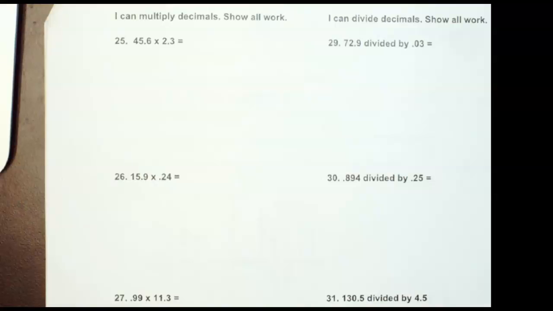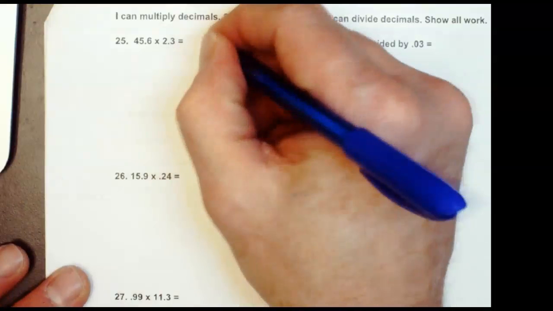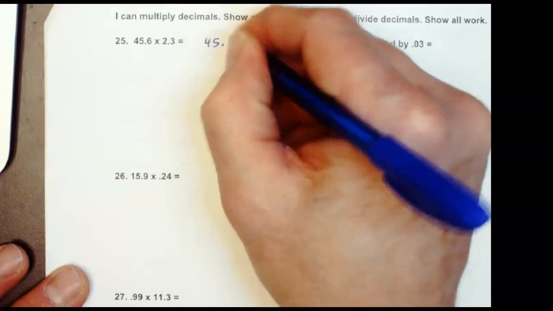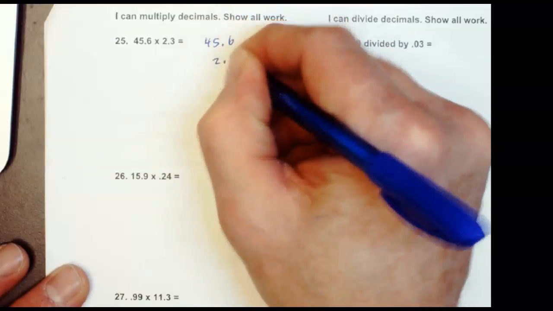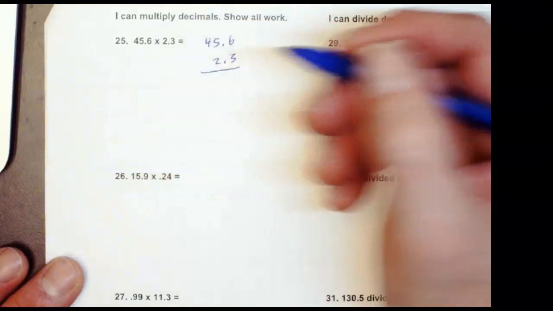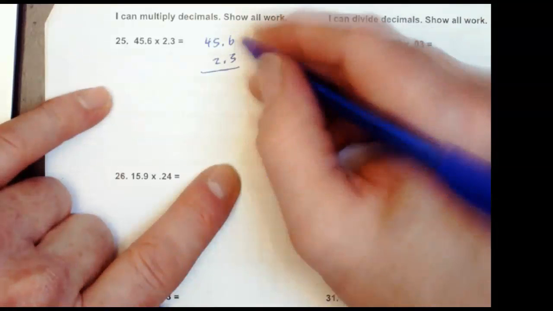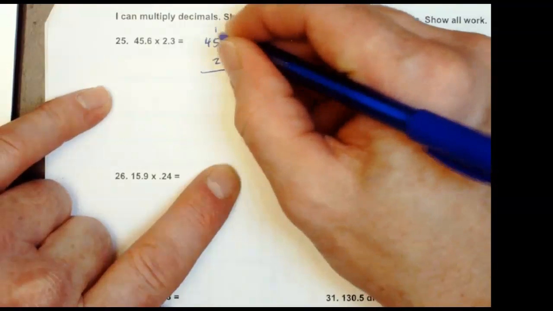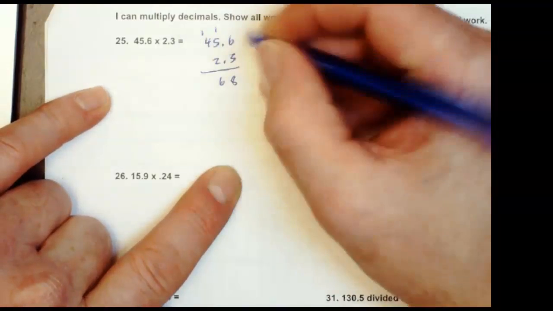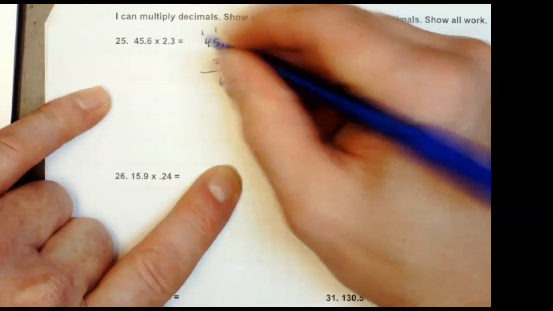First one, 45.6 times 2.3. We are just going to go ahead and ignore the decimals for the time being. 3 times 6 is 18. Here's my 8, here's my teen. 3 times 5 is 15, plus 1 is 16. 3 times 4 is 12, plus that guy makes 13.